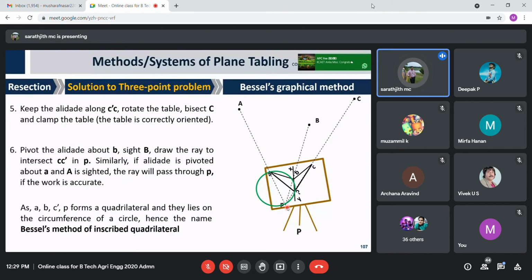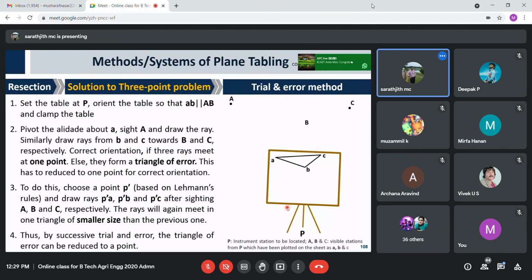We move to the next method, which is the trial and error method. In this one, you have 3 points, A, B, C. This is the instrument station P that has to be located on the drawing sheet. A, B, C are the visible stations from P, which have been plotted on the sheet as A, B, and C. That plotting we know how to do, and it has been done, and you are at point P now.